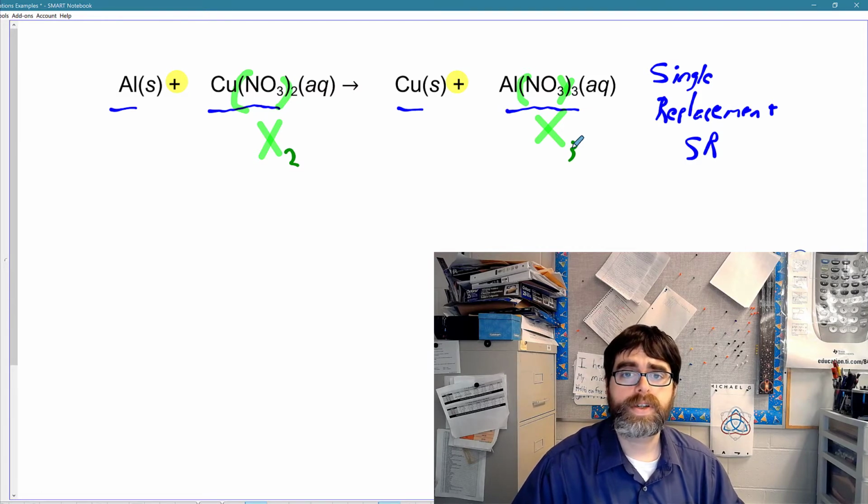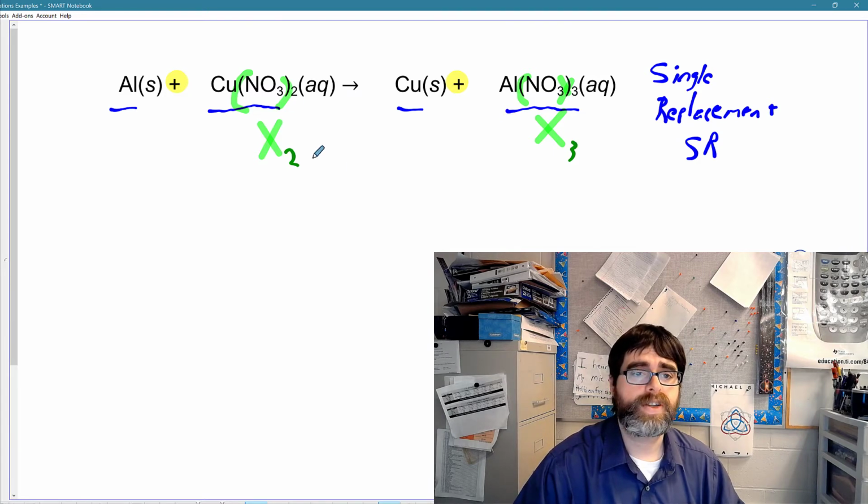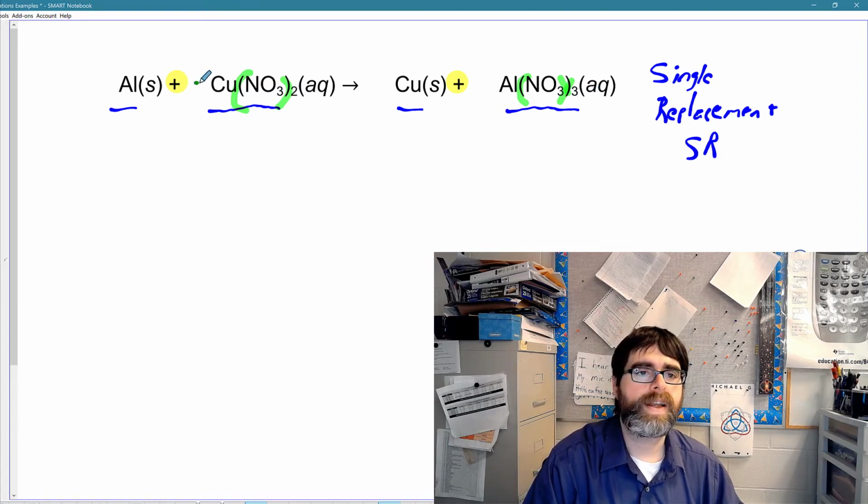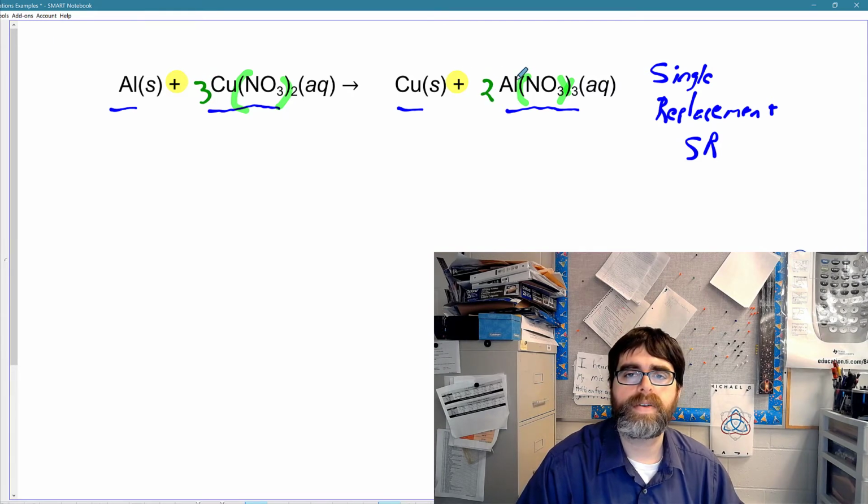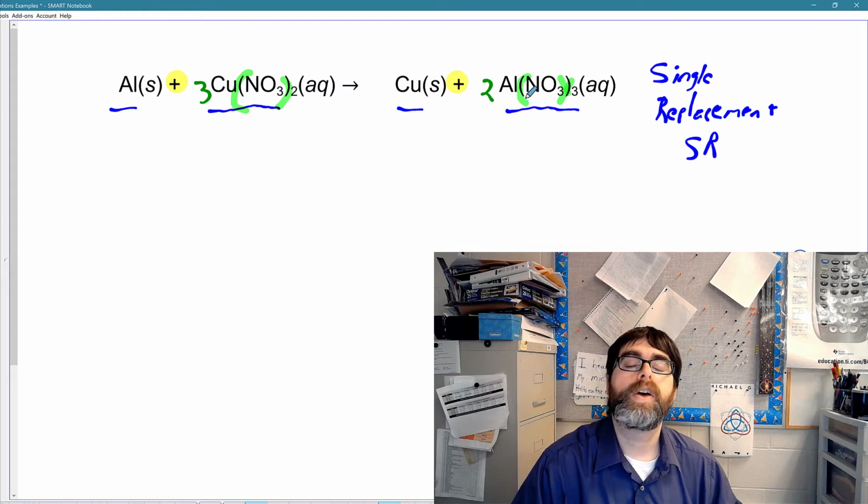That works. I personally like to just leave it as the nitrate, though, and just try to balance the nitrates out. So I have 2 nitrates here on the reactant side, 3 nitrates on the product side. So that says to me that I'm going to need a 3 here and a 2 here to balance those out. Well, that gives me 3 times 2, that's 6 nitrates, and 2 times 3, that's 6 nitrates, so my nitrates are good. But this, again, is a situation where once we've balanced one thing, we have to go back and check everything else because we've screwed up everything that was balanced before.